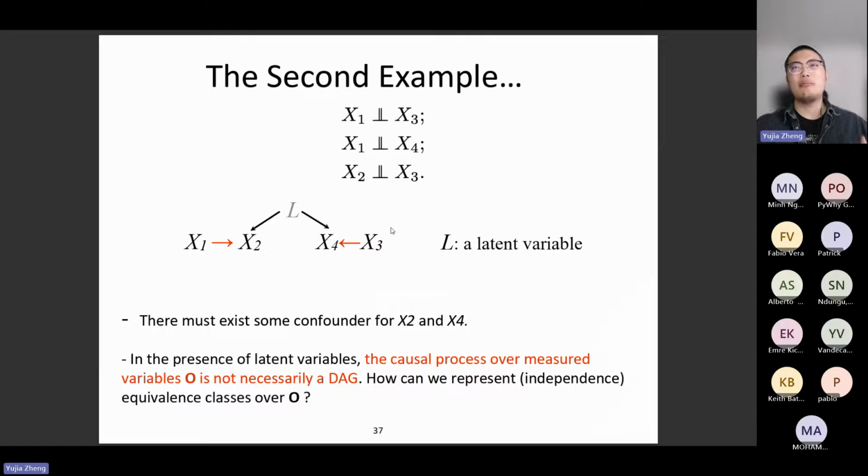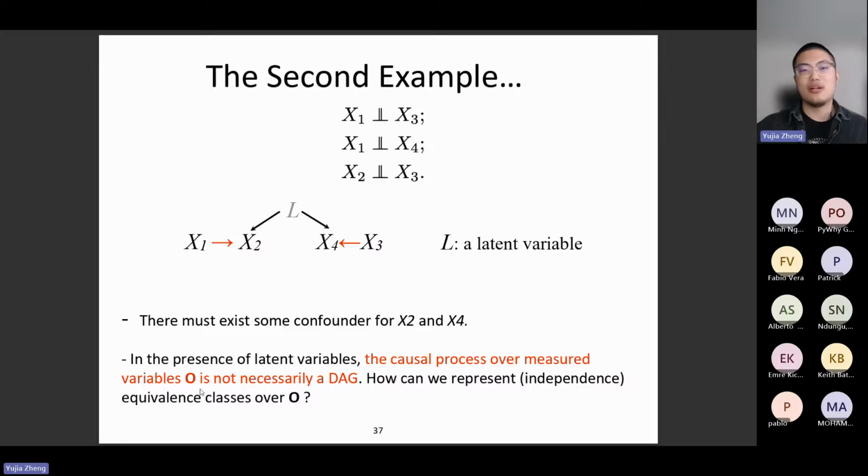So based on that kind of intuition, we have an extended version of PC called FCI, trying to infer some latent variables and also the structure between latent variables and observed variables given only the observational data. However, as you may imagine, in the presence of latent variables, the causal process over measured variables is not necessarily a DAG. So how can we represent the equivalence class over these observed variables? Because in our result, we cannot really include these latent variables. So what type of output will FCI have?